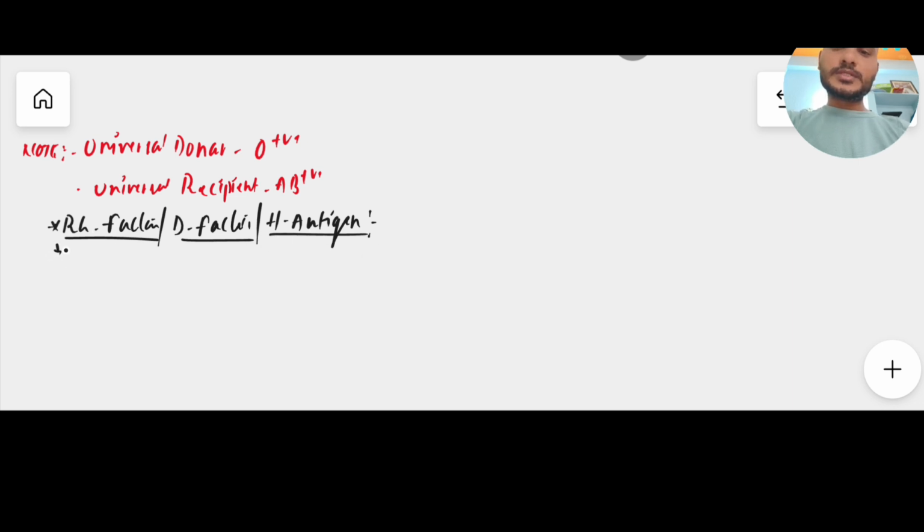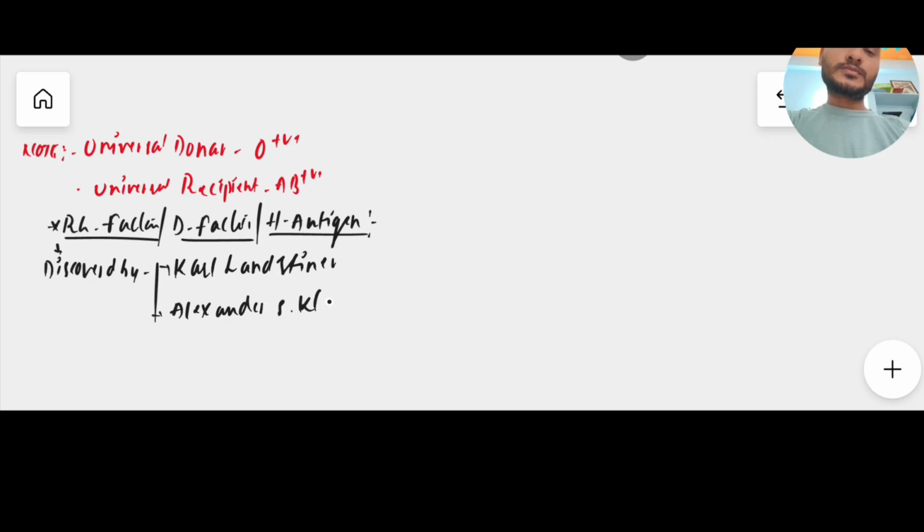So this factor was discovered by two scientists: Carl Landsteiner and one more scientist, Alexander S. Wiener. Wiener and Carl Landsteiner, these two scientists together in 1940, discovered this RH factor in a monkey.